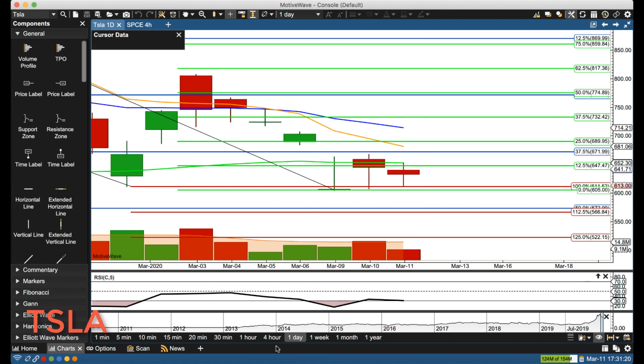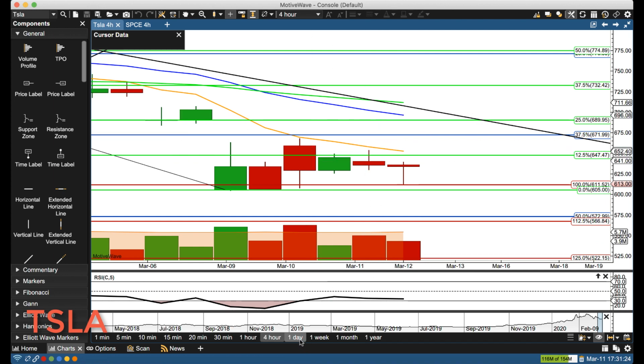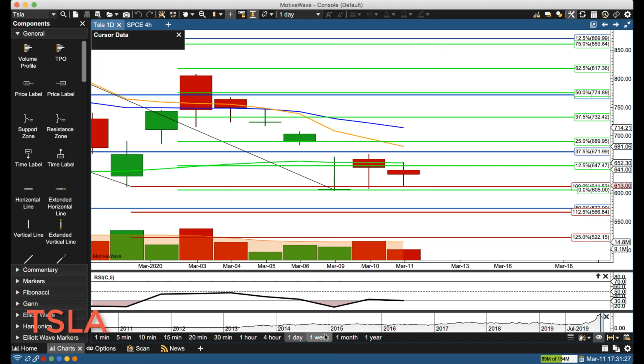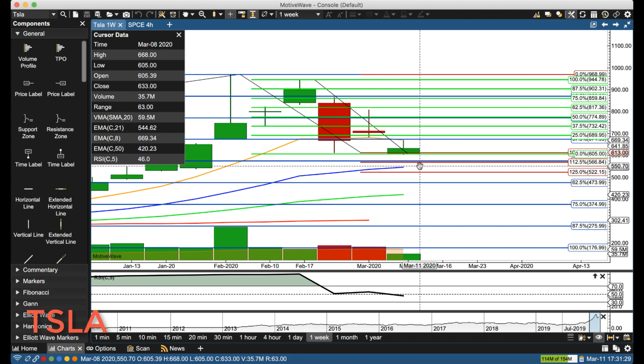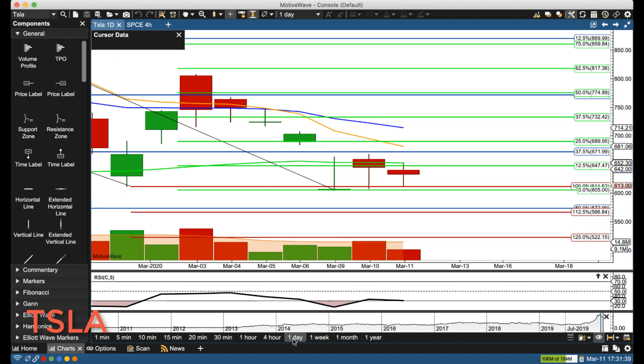Overall though, bearish on the 4 hour, you can see here against the rotation zone, bearish on the daily, and on the weekly the bottom rotation zone is creeping up to around the 550 level, still slightly bullish to neutral on the weekly, but we're focusing more on the 4 hour and the daily, which are both in bearish mode for the time being. So that's what we have on Tesla.